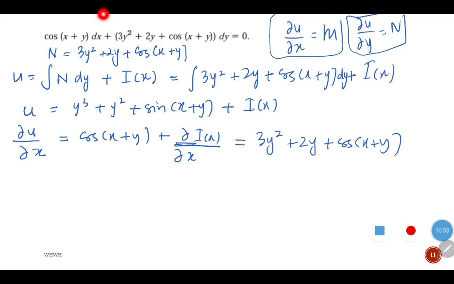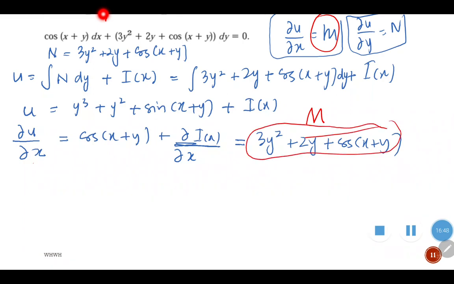Okay, I made a mistake here, right? What is my mistake? Tadi saya cakap this is del u over del x is equals to n. Right, this is supposed to be m. Betul ke ni m? Is this correct m? No, this is n. Okay, sorry. So this is supposed to be, apa jawapan dia?